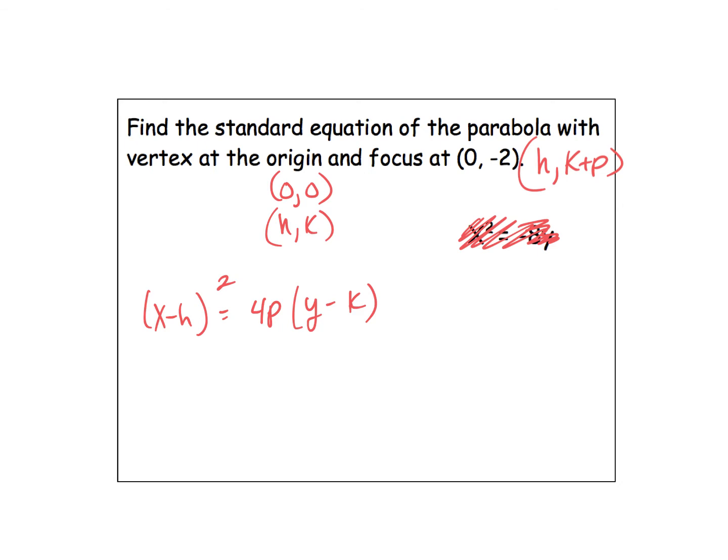So now, as long as you're labeling things as you go, the rest of the problem is not so tough. My h and my k are both 0. My p is the change from 0 to -2. So my p is a -2. So we have x minus 0 squared equals 4 times -2 times y minus 0. Then I can just clean that up easily. Obviously, x minus 0 is just x squared. And this is going to be -8y. And I can leave it like that.